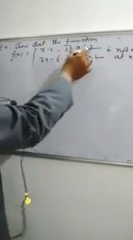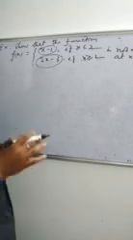Now we consider a reference question: the function f of x equal to x minus 1 if x is less than 2, and 2x minus 3 if x is greater than or equal to 2, is not differentiable at x equal to 2. Clearly, when x is less than 2, this function is valid for the LHD, and for x greater than or equal to 2, this function is valid for the RHD. So we have to find whether LHD is equal to RHD or not.